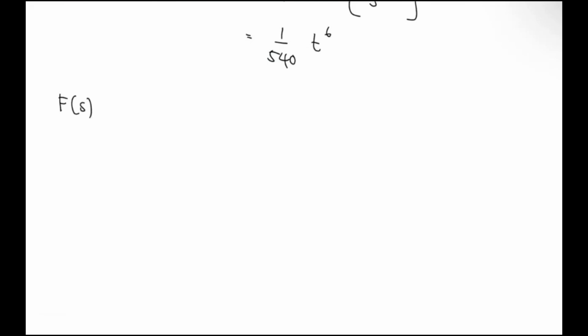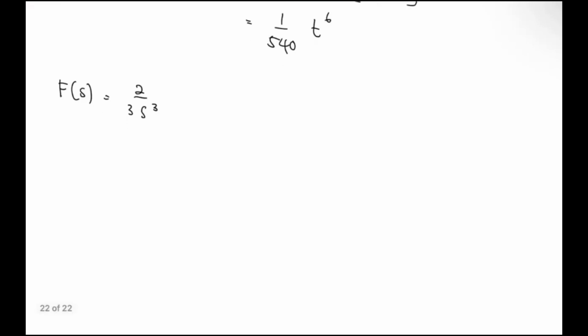Okay, let's say we have F(s) equal to 2 over 3 times s^3, yeah, 2 to the power 2 over 3 s^3. So first, what you need to do is modify this function. Put 2 over 3 outside. Here you have 1 over s^(2+1).